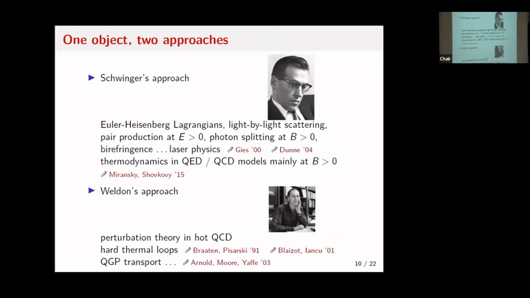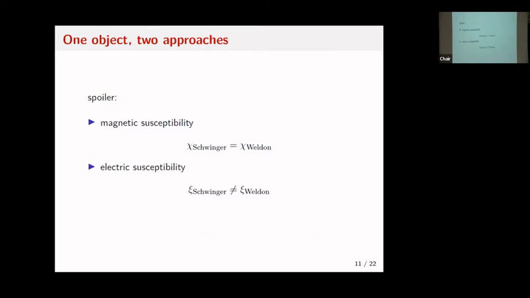And nevertheless, the spoiler that is going to come out from this talk is that they don't give the same answer for a specific quantity, the electric susceptibility. For the magnetic one, they give the same, but not for the electric.